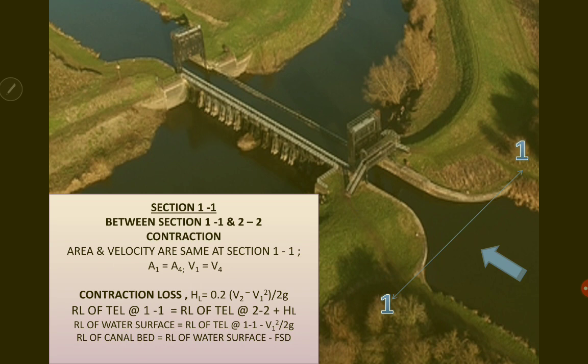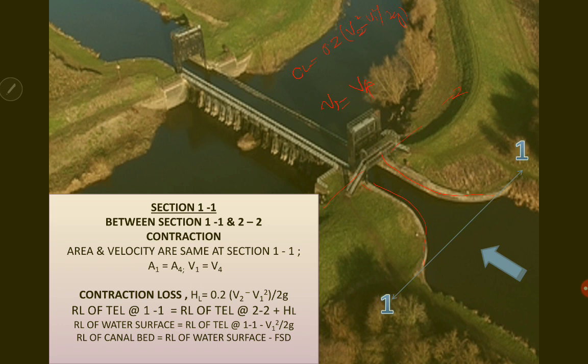Now at the entry point, section 1, between 1 and 2, what is happening? Contraction is happening. So when the contraction is happening, there will be contraction losses. What is the equation to find contraction loss? 0.2 into (V2 square minus V1 square) by 2g, right? So what is this V1? V1 will be same as V4.